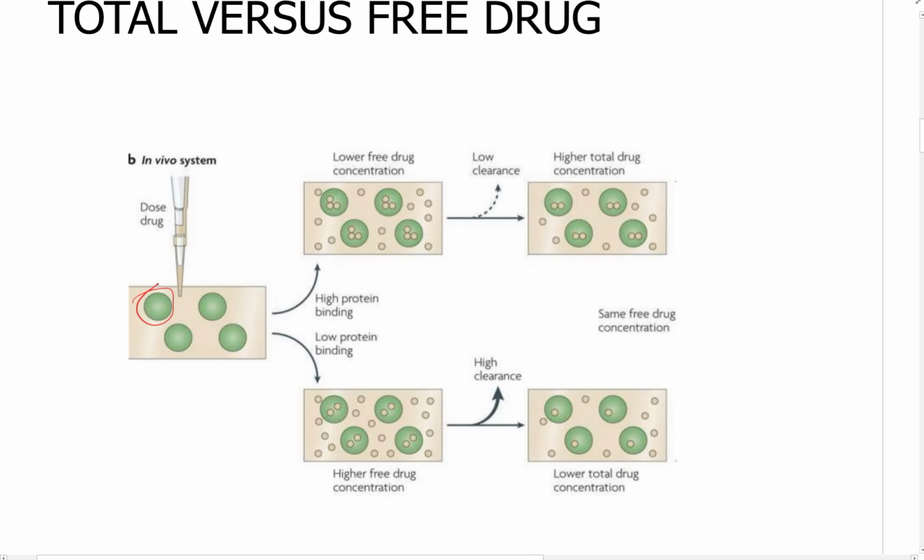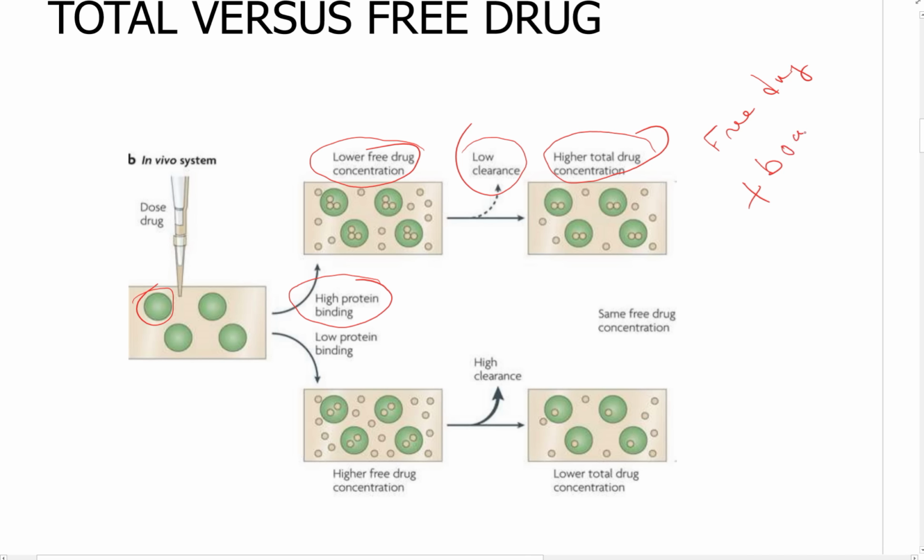So what happens in case of high and low protein bound drugs? In case of high protein bound drug, a drug which binds extensively with protein, we will have lower free drug concentration. Lower free drug concentration, that means reduced clearance, but higher total drug concentration. Total drug concentration means free drug plus bound drug. So higher total drug concentration.